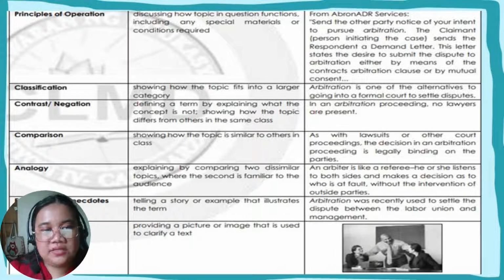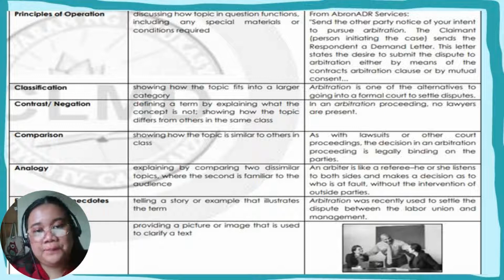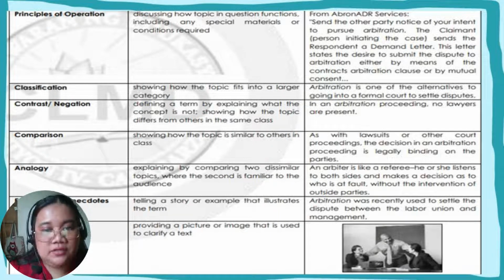So the next technique is examples or anecdotes. So telling a story or example that illustrates the term. So for example, arbitration was recently used to settle the dispute between the labor union and management. So the last technique is the illustration, wherein you're going to provide a picture or image that is used to clarify the text. Okay?